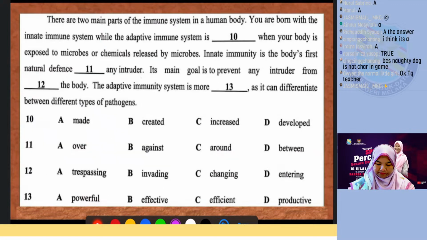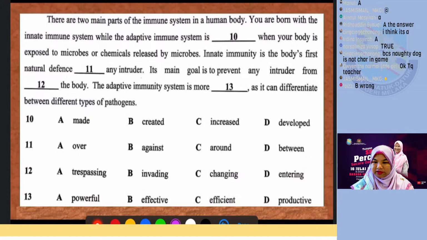Okay, here I have question 10 to 13. First, yes, Jing. Because Naughty Dog is not a character in the game. Okay, Gwen. Okay, thank you teacher. Welcome, Gwen. Okay, Faiz, B is wrong. Okay, now we are moving on to part 2.